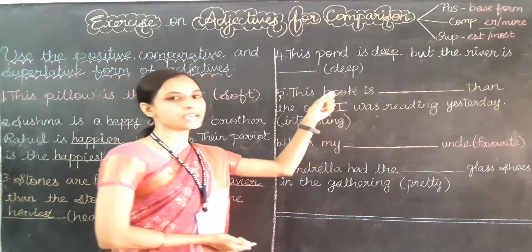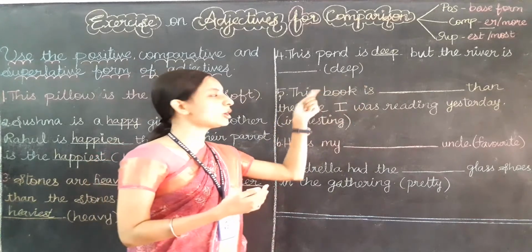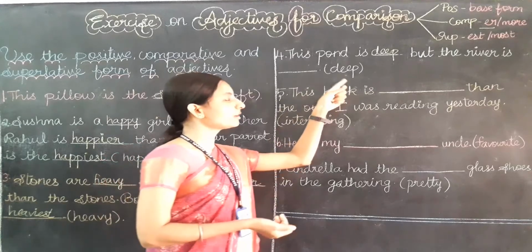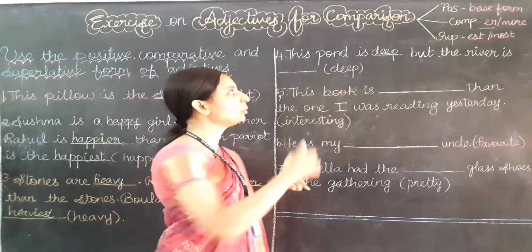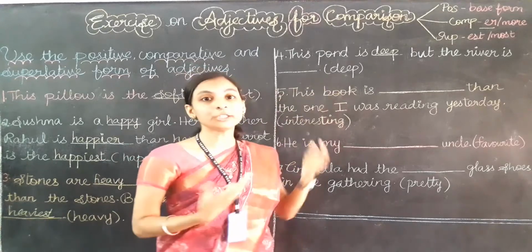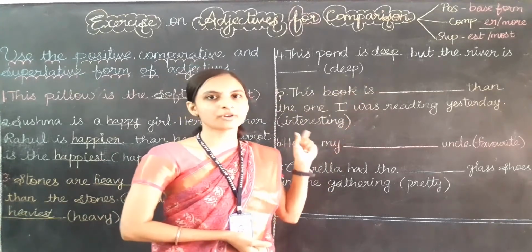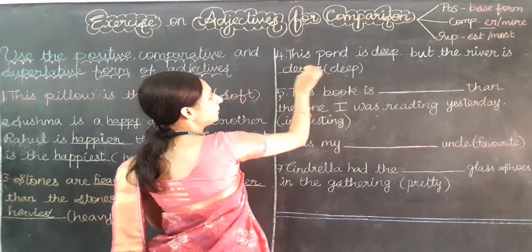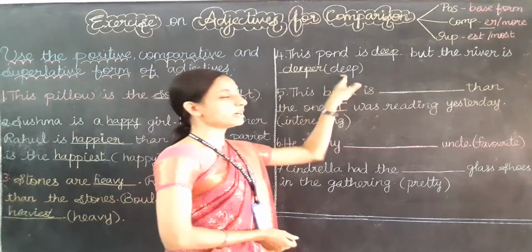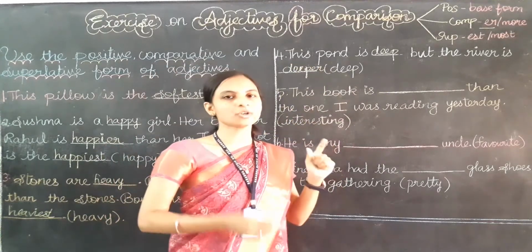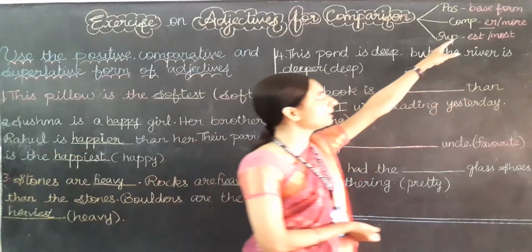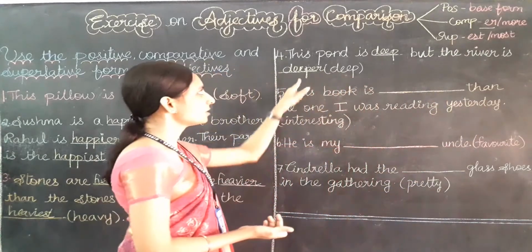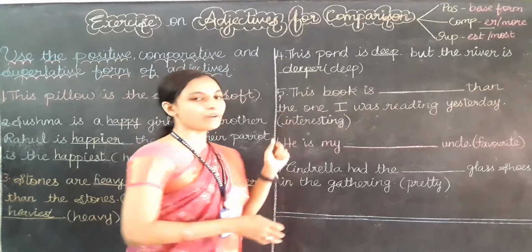But the river is dash. So the word is deep. Is it a small word or bigger word? It is a small word only, right? Deep is a small word. So for making it into comparative adjective, what I need to do for deep? Yes, I need to add ER only for a small word. So at the end of deep, I need to add ER, deeper. Okay. So this word is a small word and we are comparing, so I need to use comparative form only. So for comparative form, if the adjective is small, I need to add ER after the adjective. Okay, so that is what I have done. Clear? Okay, let's go for the fifth one.